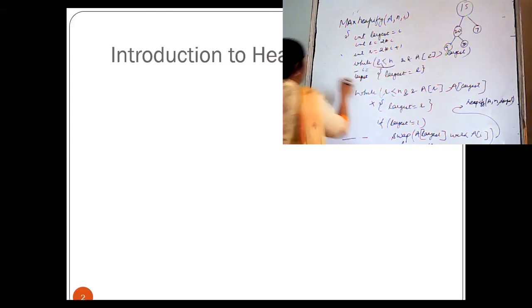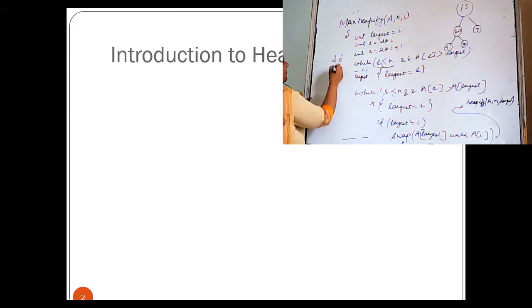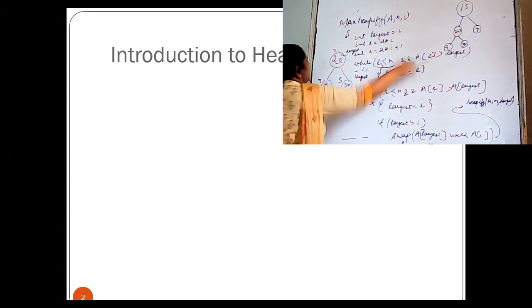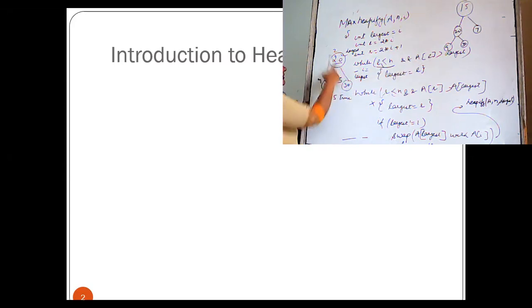Supposingly this is a tree. So I'm taking 20, 9 and 30. Largest is equal to I. So this is my largest, 20. Fine, this is at 2, 4 and 5. Now L is less than N, 4 is less than 5, condition true. And A of L is greater than largest? 9 is not greater than largest. So this condition will not follow.